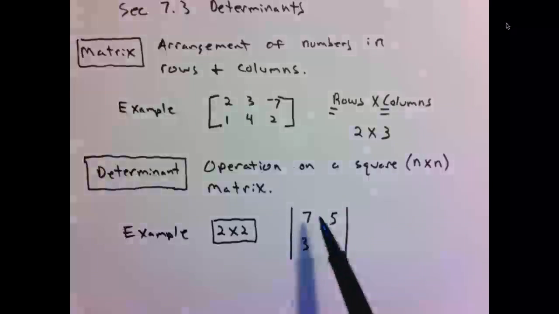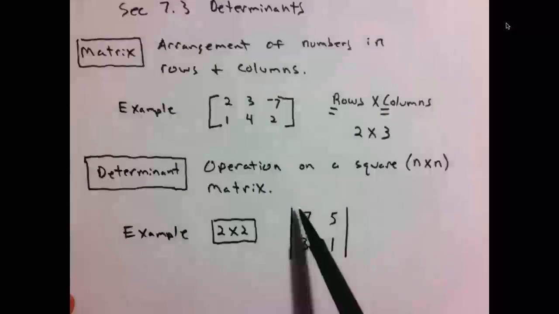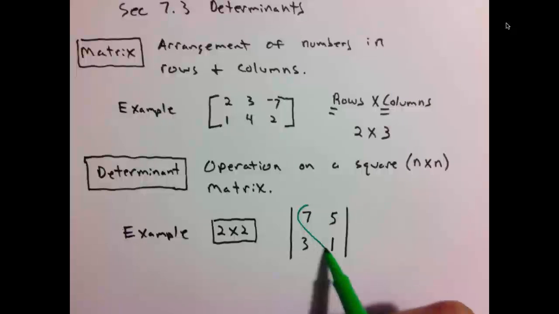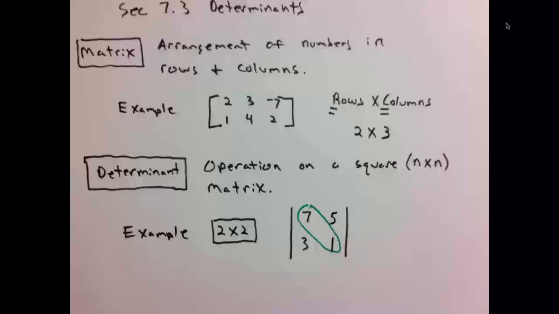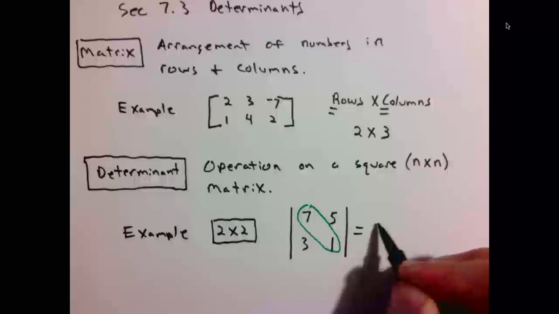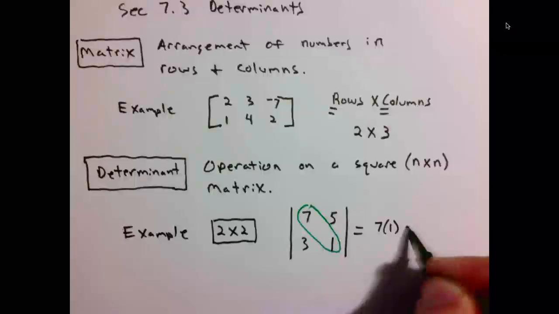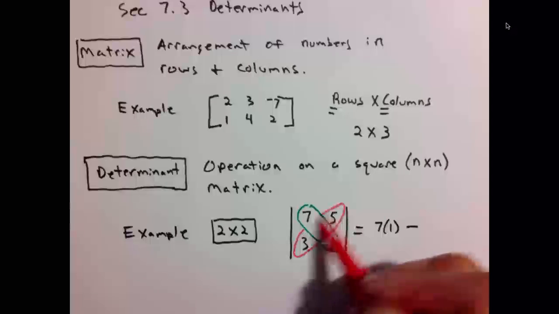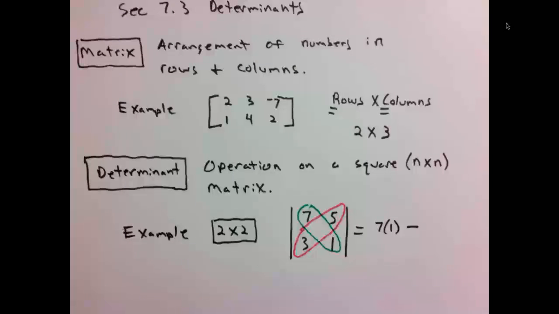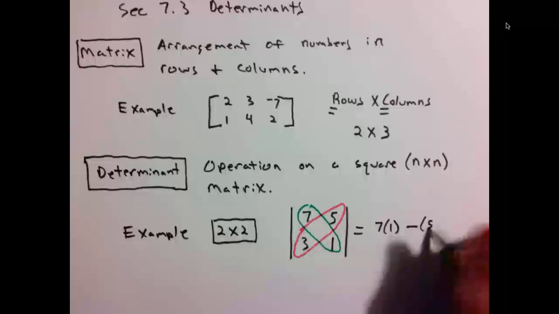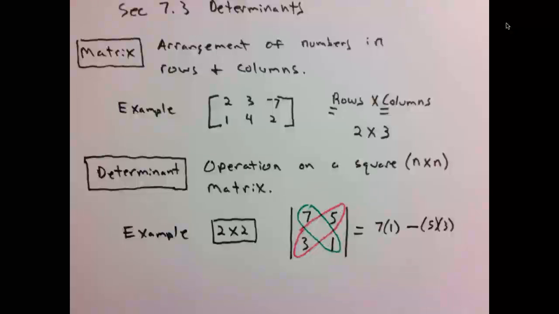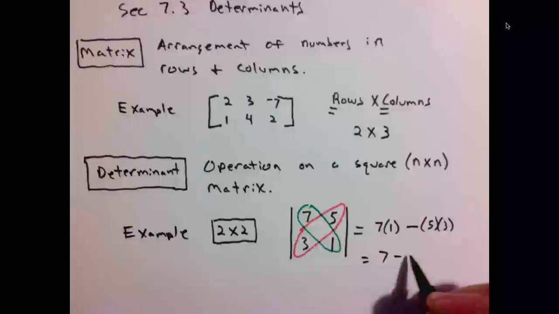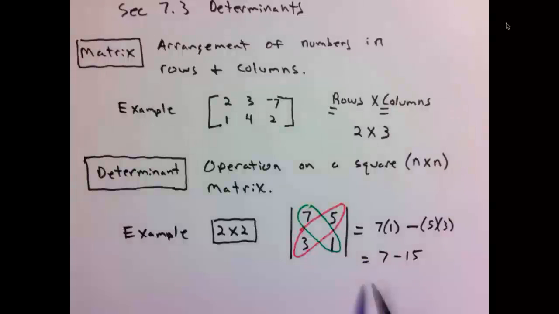The determinant of a 2 by 2 matrix is simply going to be this diagonal multiplied together, 7 times 1. Well, 7 times 1 is 7. And subtracting this diagonal multiplied together, 3 times 5. 7 minus 15 is -8, since 5 times 3 is 15.